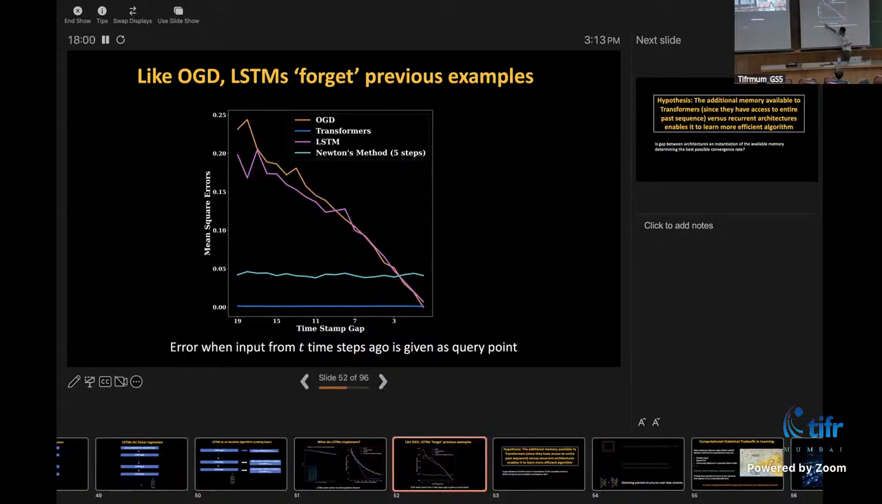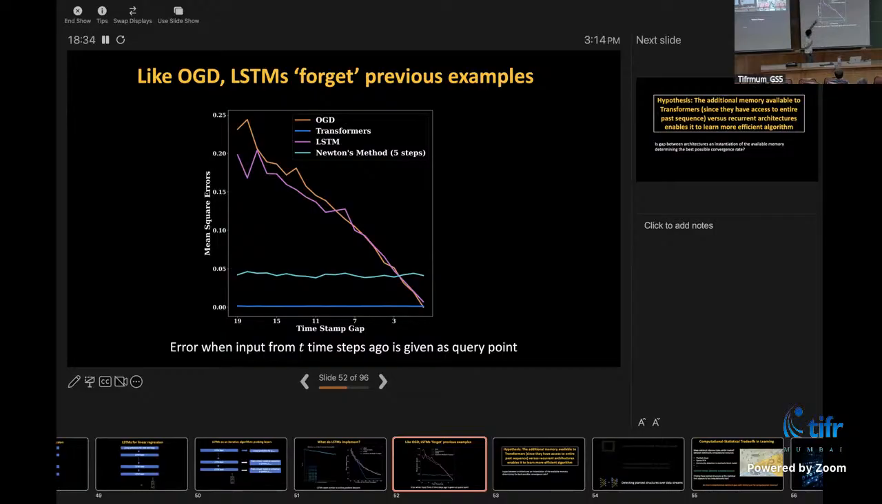So the x-axis here is timestamp. What we do over here is that we test the model on a data point that it already saw in the sequence. So we repeat a point that you saw in the sequence. And the x-axis denotes how many time steps ago you saw this particular point. So on the right end over here, you repeat a point that you just saw, so just the previous time step, timestamp 1. On the left extreme end, you repeat an example that you saw maybe 20 time steps ago. And you see the error of different models here.